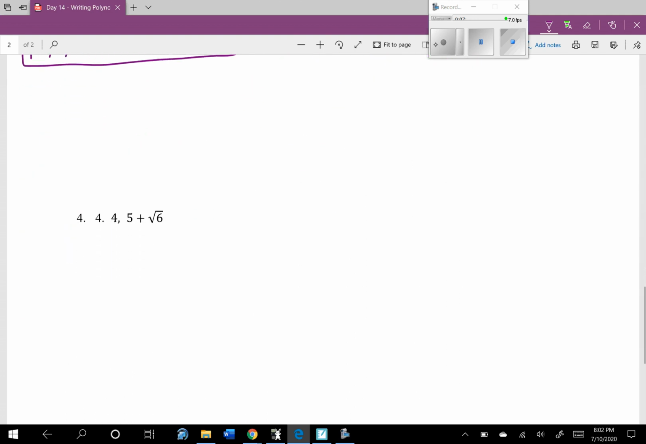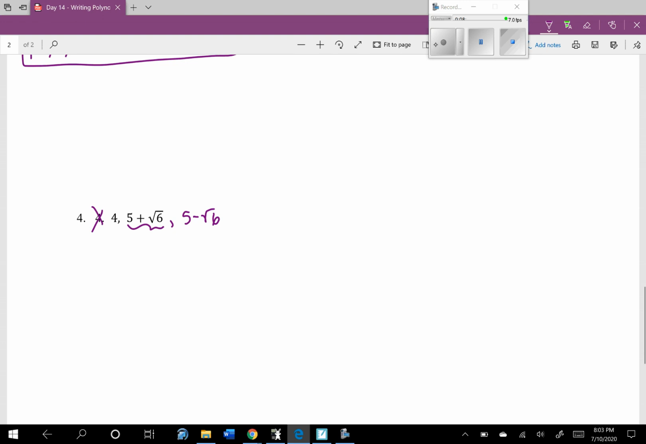Looking at the next one, it looks like I accidentally wrote that 4 twice. Sorry, that's just number 4. And so one of the zeros is 4. And then we have 5 plus root 6. So this would be the zero or root that needs the conjugate pair answer. So 5 minus root 6 is also an answer, because remember this is irrational. So irrational roots and imaginary roots come as a conjugate pair.